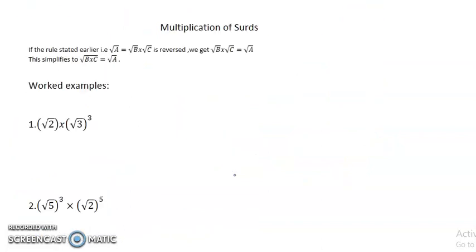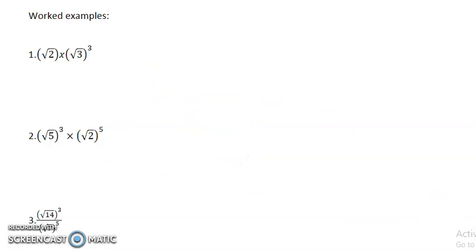Multiplication of surds. If the root stated earlier, that is, the root of A is equal to the root of B times C, where B and C are factors of A, is reversed, we get the root of B multiplying the root of C to give A. This simplifies that the root of B times C is equal to A. So now, let's solve some examples. Now, mind you, in multiplication, the numbers under the root do not matter. So you can multiply any number, any roots, any surds that you have.